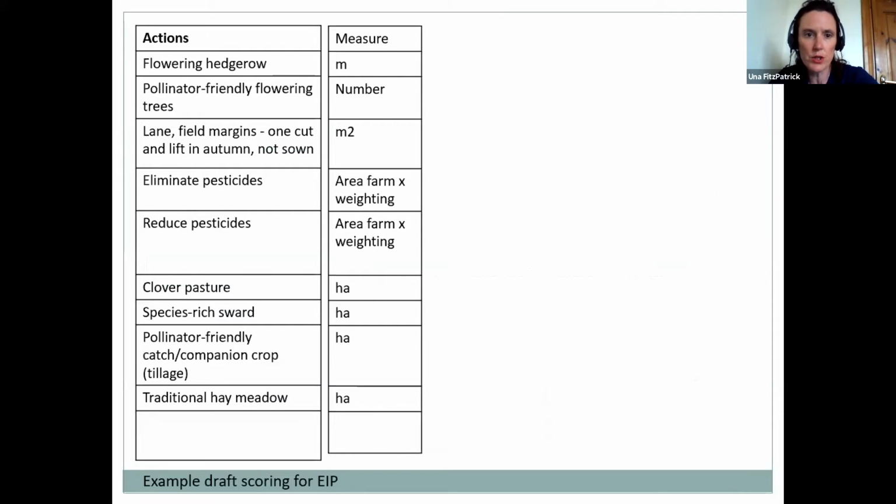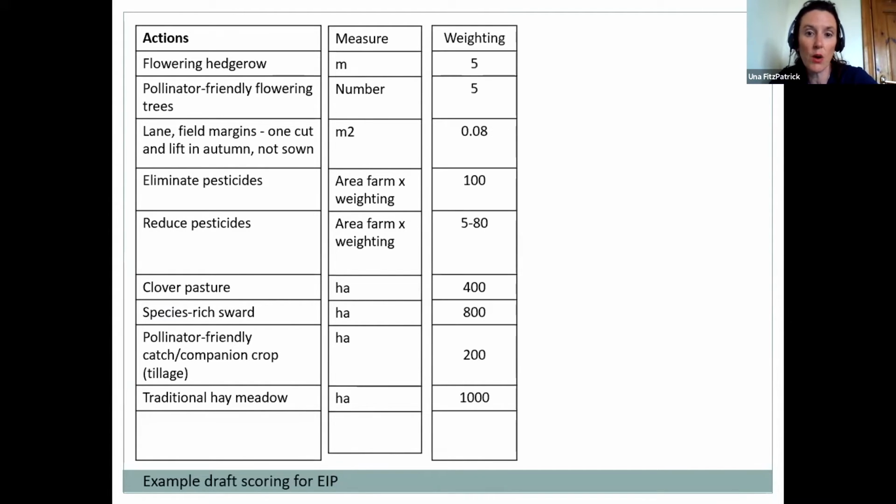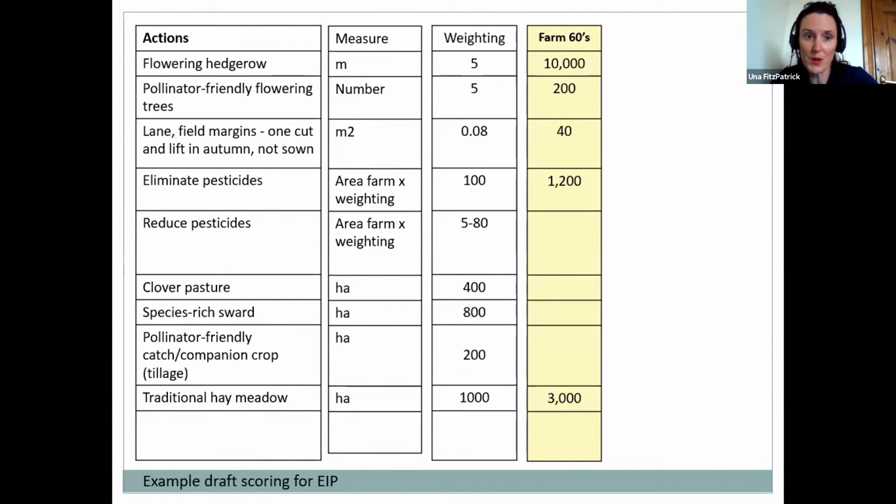Just really quickly, I want to show you the score, and don't worry about the detail. These are the kinds of actions that we've used in Ireland and identified as ways to make the farm more pollinator friendly. The idea is that the farmer can say how much they have. Each action can then get a weighting depending on how good it is, and then you can get this whole farm pollinator score.